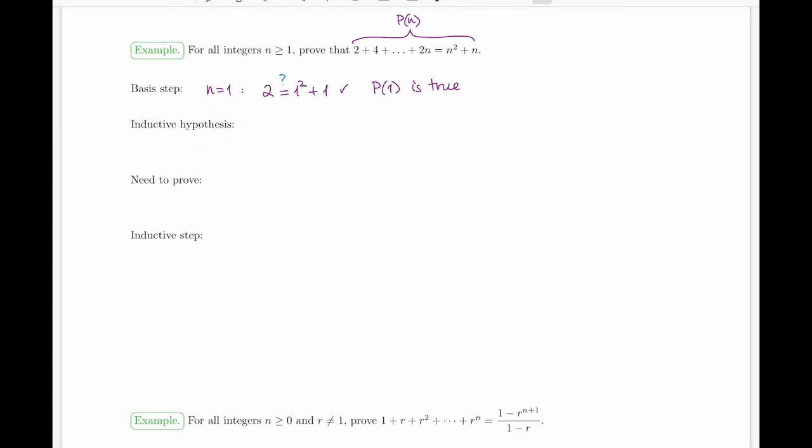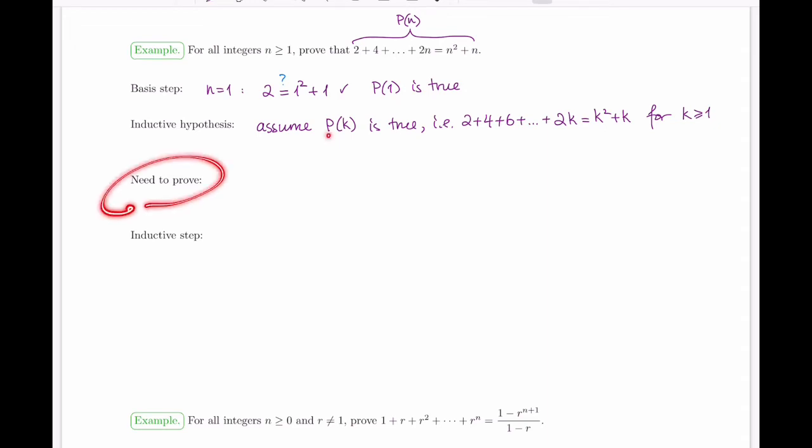Inductive hypothesis is going to be assuming, since this is only our second example, I'm going to write this out fully in generality and then in the context. So I'm going to assume that P(k) is true, which means that 2 plus 4 plus 6 all the way up to 2k is actually equal to k squared plus k for k greater or equal than the base case, which is 1. I'm going to need to prove that P(k+1) is true.